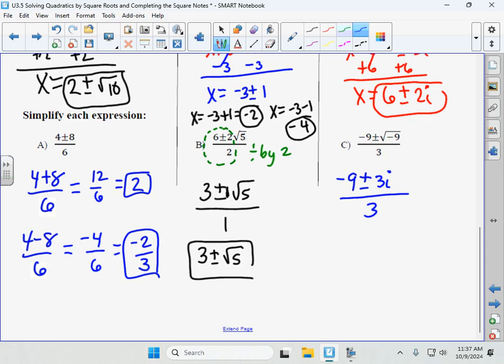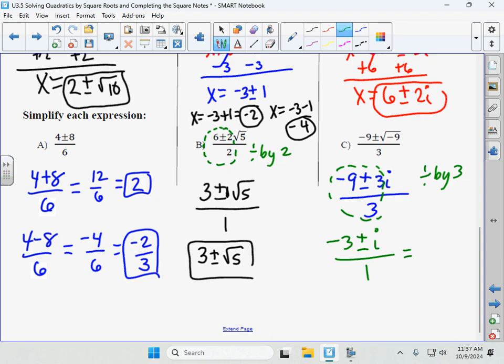Right, so just like the previous question, when we have 3 numbers out here, if we can divide them all by the same number, we want to divide them. So we're going to divide by 3. So negative 9 divided by 3 is negative 3, plus or minus 3i divided by 3, it's just i, all over 3 divided by 3 is 1.